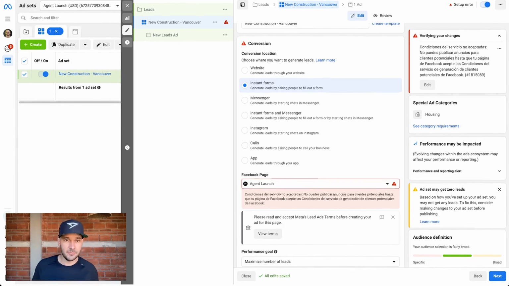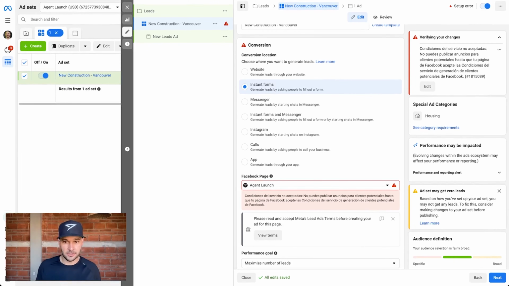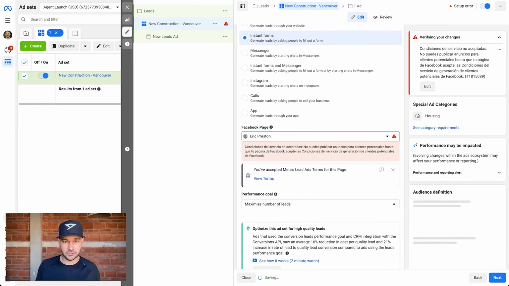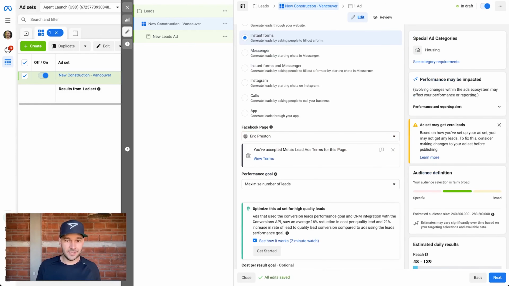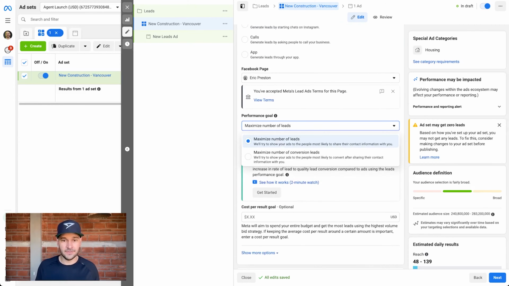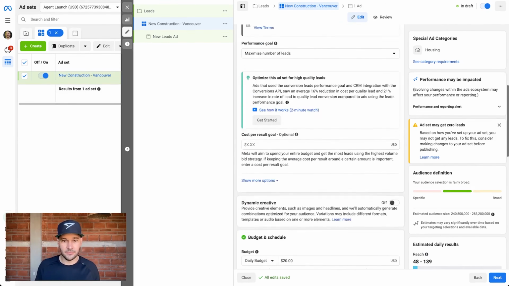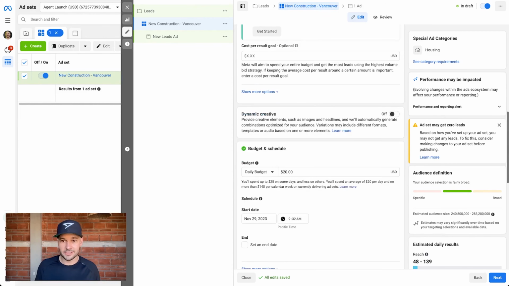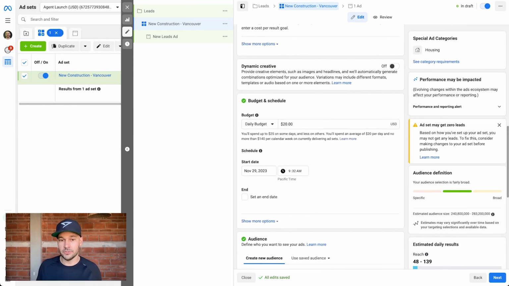So anyways, basically you're going to choose your Facebook page. In this case, let's just choose my personal one here. I've accepted the terms, but if you haven't accepted the terms, you're going to need to do that. Performance goal, just leave it as maximum number of leads. You're not going to set a cost per result. Dynamic creative, this is basically if you want Facebook to diversify your creative assets for you. I prefer personally to control them.